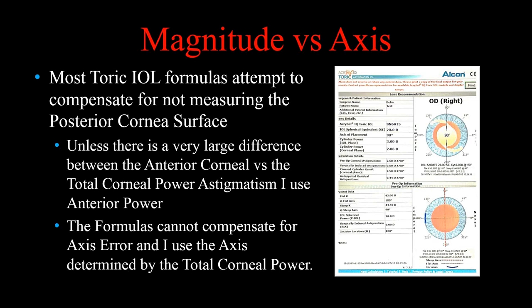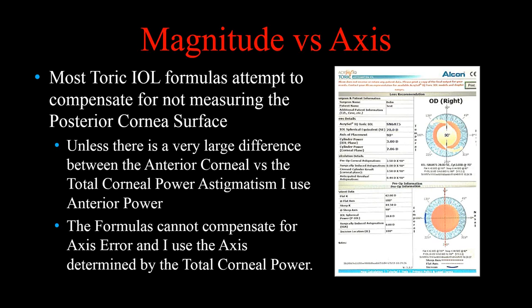And unless there is a very large difference, and I'll go over what I mean by this, between the anterior cornea, in other words, what you read, either anterior cornea or IOL master keratometry, versus the total corneal power, I use the anterior power because that's what the programs are designed to use. Again, they already incorporate a fudge factor. There are exceptions to this, and that's what's important, and that's what I'm going to get into later. The formulas, however, cannot compensate for an axis error, and that is extremely important.